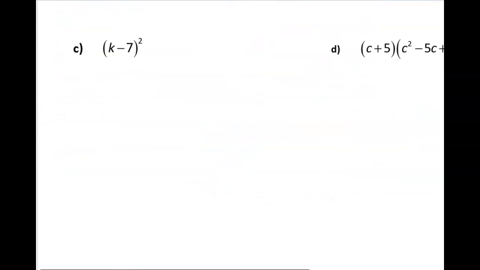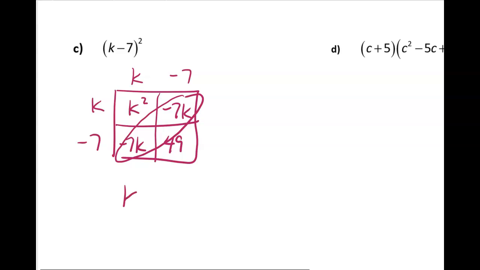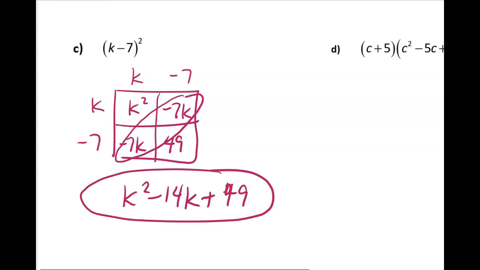All right, let's try k minus 7 squared. Remember, that's k minus 7 times k minus 7. And by the way, if you like to use the FOIL method, that's really the same thing that we're doing right here. It's just organized a little differently. So just remember that we're multiplying something times itself. So k times k is k squared, negative 7 times k, negative 7 times k, and negative 7 times negative 7 is positive 49. Be careful with signs. Those two terms add up to negative 14k. And there's our final answer.